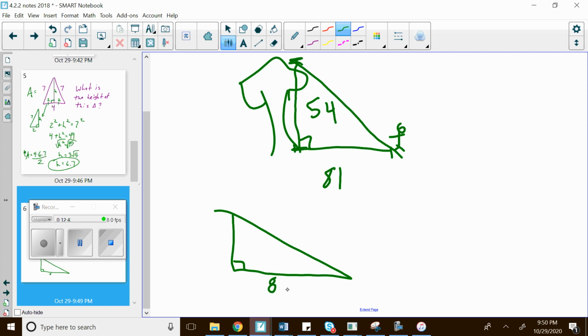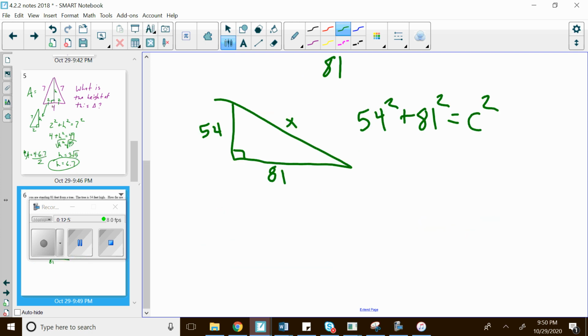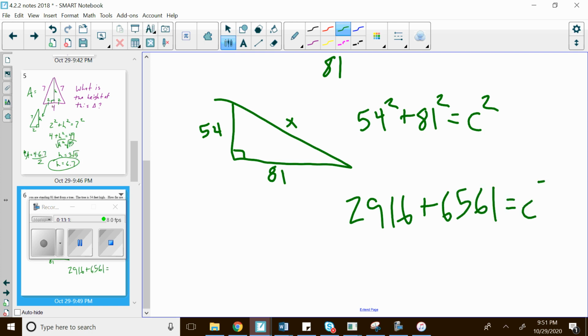Okay, 81, 54. Well, we have both the legs, and clearly we're trying to find the hypotenuse here. So 54 squared plus 81 squared equals c squared, or x squared, or whatever you want to call that variable. Right? And we go ahead and just calculate this. 54 times 54 is 2,916. 81 times 81 is 6,561. That's equal to c squared. Combine those. So 2,916 plus 6,561 gives us 9,477 equals c squared.